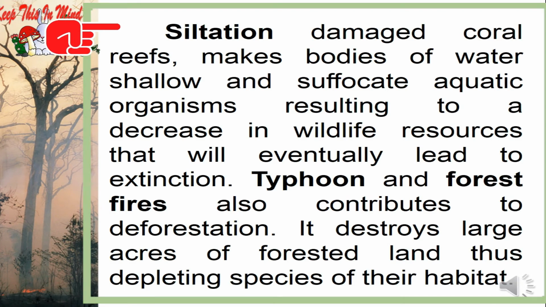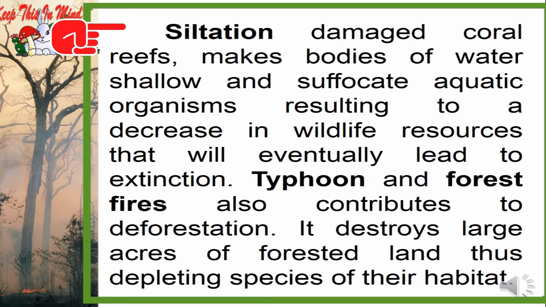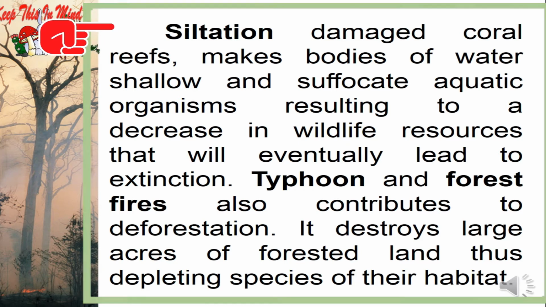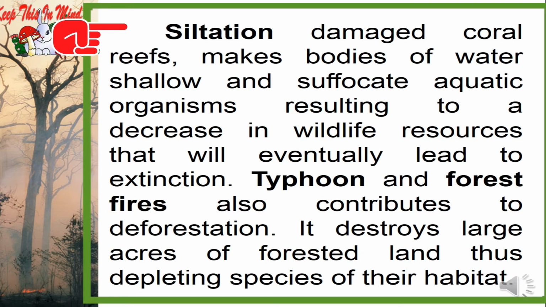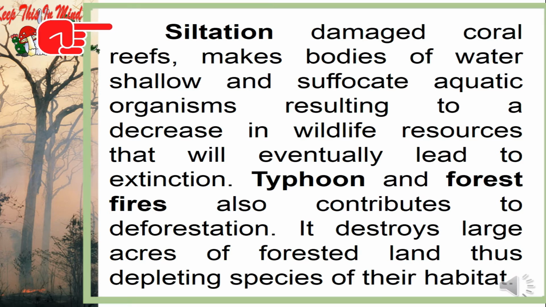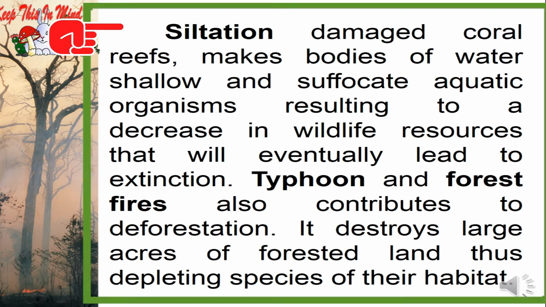Siltation damages coral reefs, makes bodies of water shallow, and suffocates aquatic organisms, resulting in a decrease in wildlife resources that will eventually lead to extinction. Typhoons and forest fires also contribute to deforestation. They destroy large acres of forested lands, thus depleting species of their habitat.